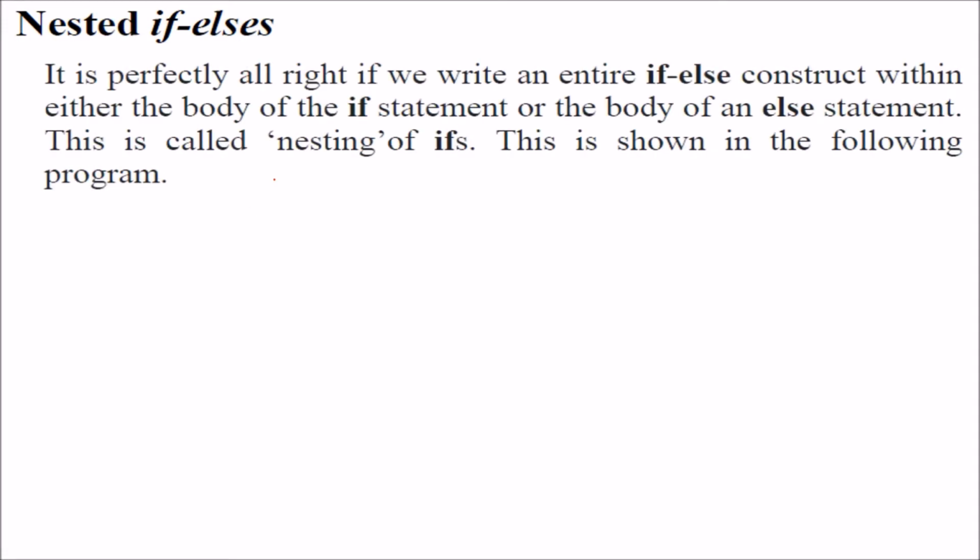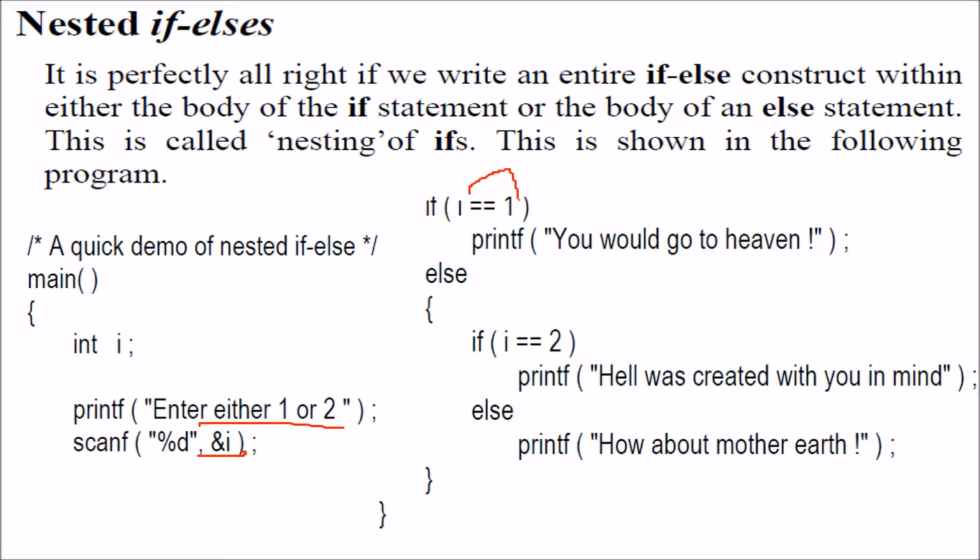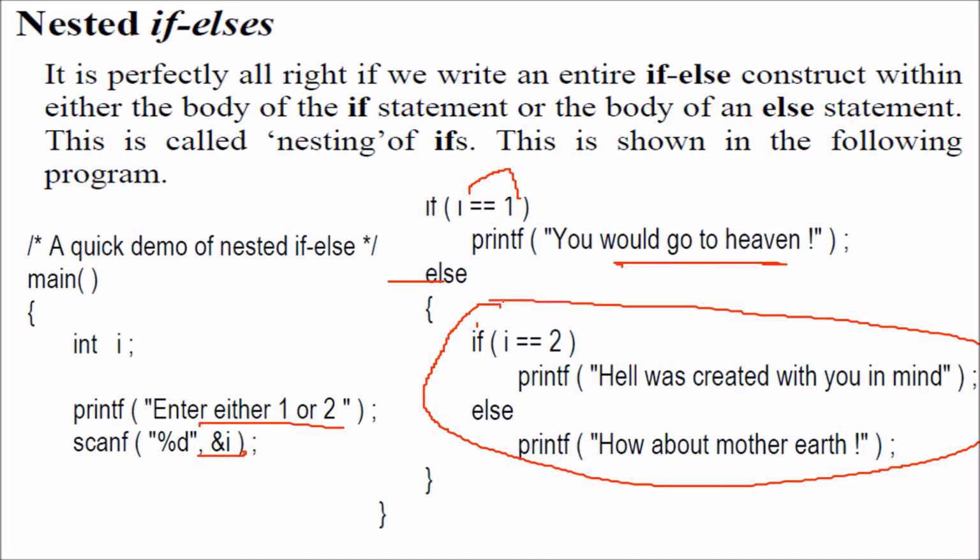Nested if else. Nesting means putting if else inside if else. It is a condition where you have, say, an example, enter either 1 or 2. You are scanning i now and you are saying if i equal to 1, you write something. You come to else, then you say if else inside this. So you are nesting this if else inside an else. You can nest this if else inside this also. So this is nesting. We can have multiple if else's inside if else's.